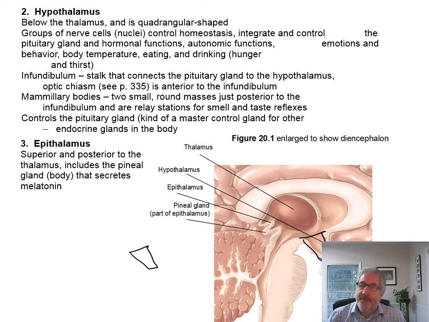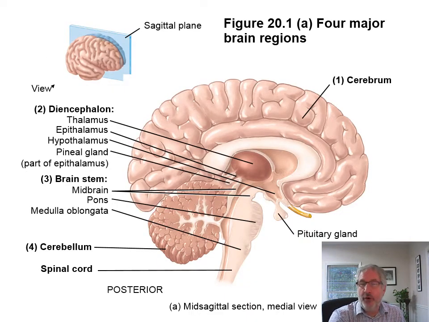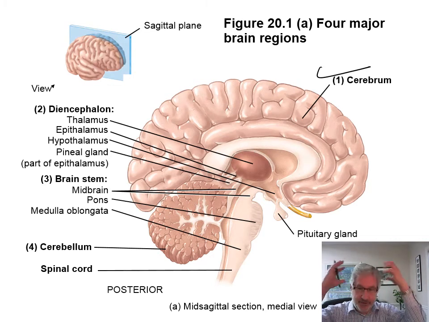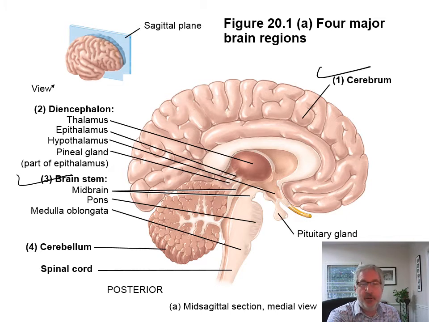Okay, next slide. So we did the four brain regions. The cerebrum, the outside part of the brain, the brain stem, with midbrain, pons, and medulla oblongata. We did the cerebellum, and then we ended up with the diencephalon, which has the thalamus, epithalamus, hypothalamus, and the pineal gland and the pituitary gland. Okay, next slide.